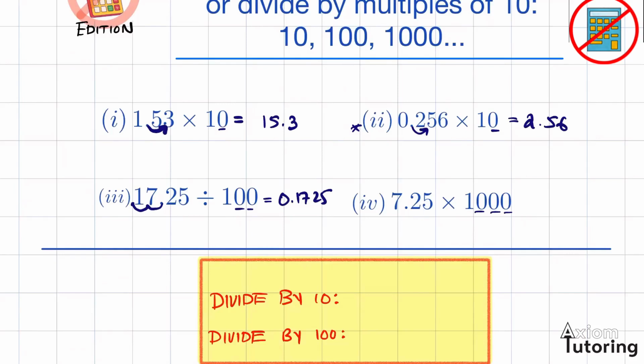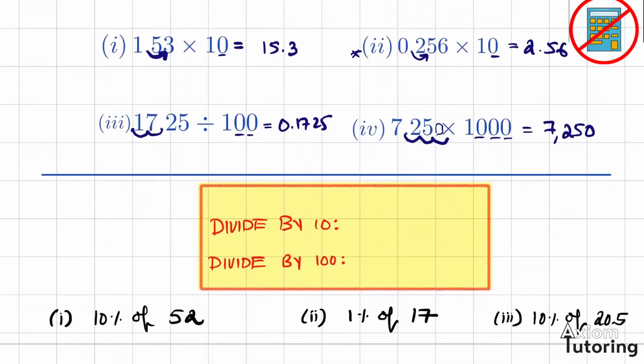And finally, part 4, 7.25 times 1,000. Three places. The number is getting bigger. We move the decimal point three spaces, and in an empty place we put a 0. That's 7,250. So if you divide any number by 10, you get 10% of that number. If you divide by 100, because percentages are out of 100, you get 1% of that number.